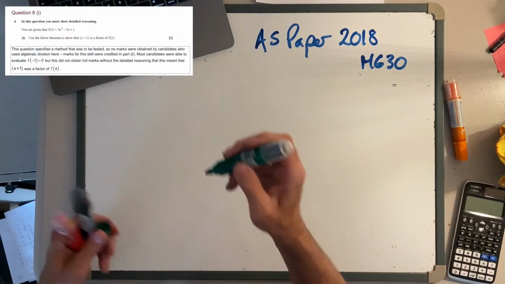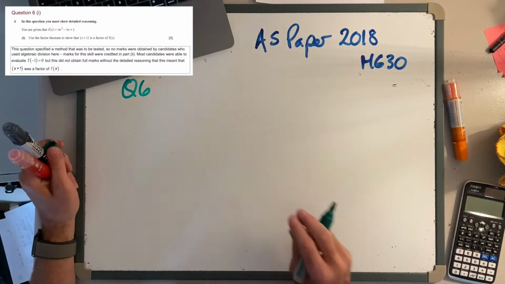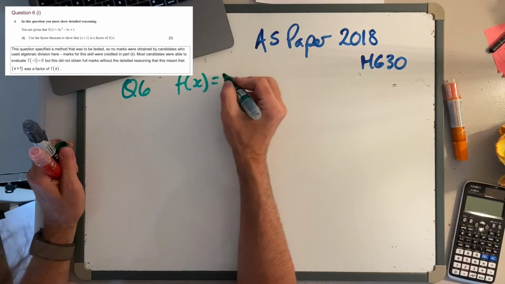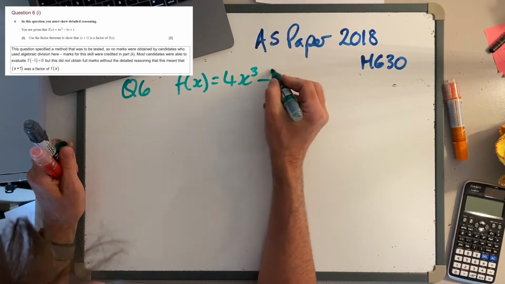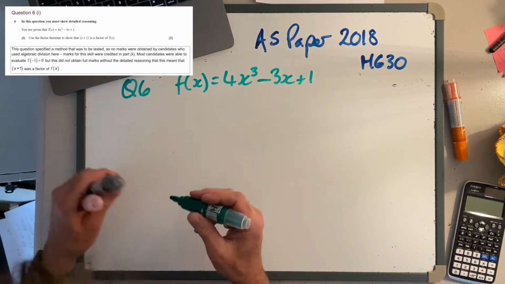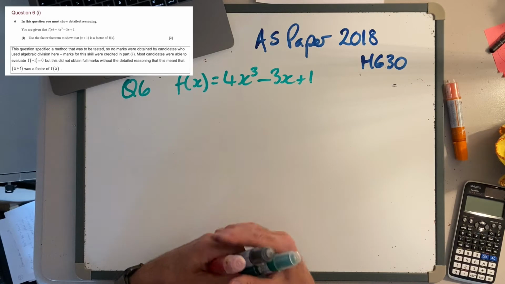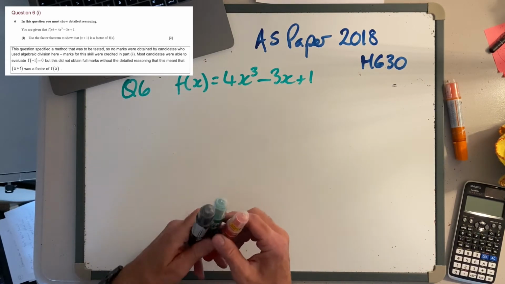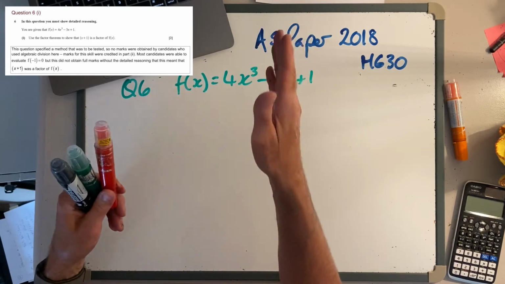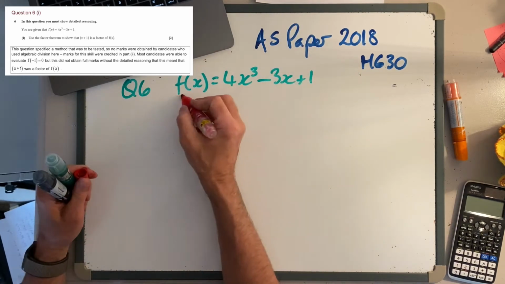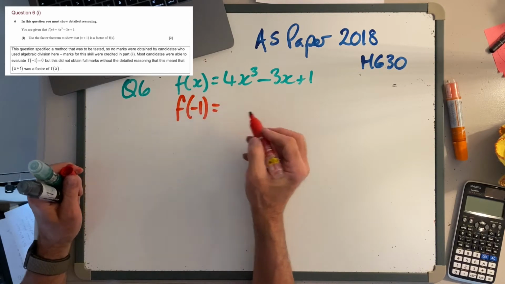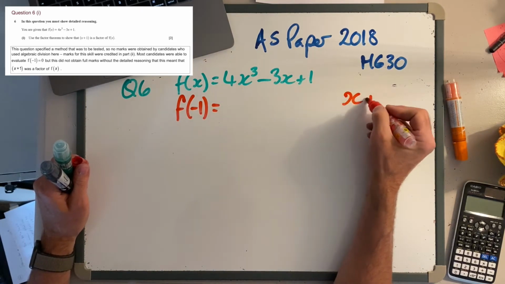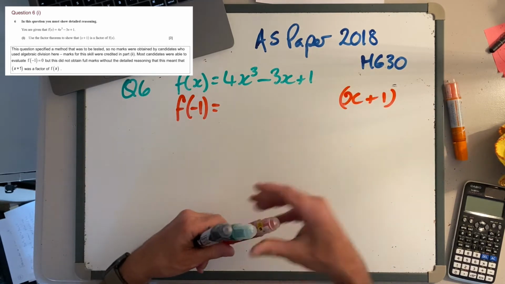Right, so question 6. It says here, you are given that f of x is equal to 4x cubed minus 3x plus 1. Use the factor theorem to show that x plus 1 is a factor of that. So the factor theorem says simply that if I put the value of x being minus 1 in this case into this, it should come out as 0. And that would then prove that x plus 1 is a factor, and that's your factor theorem.